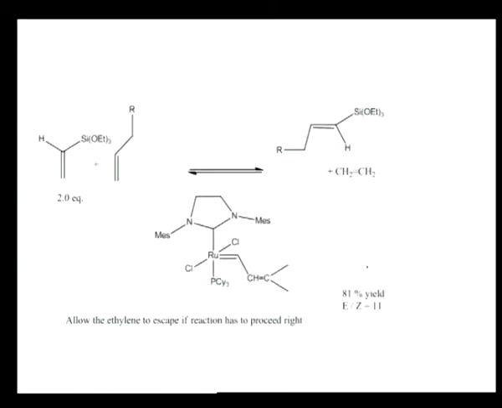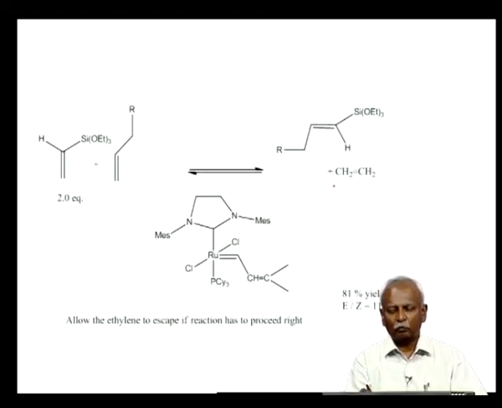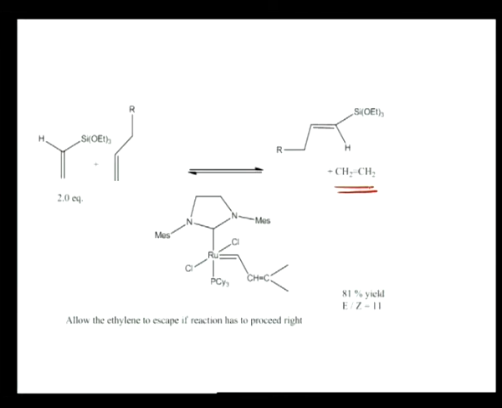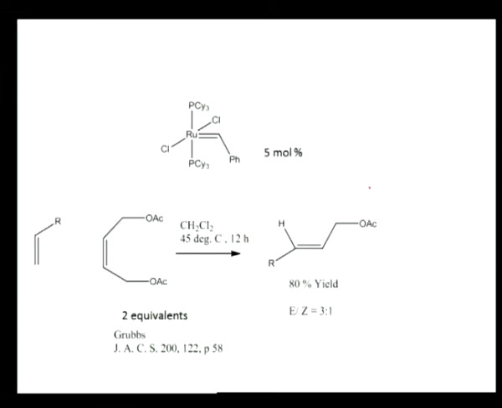Now, a similar reaction with a modified Grubbs second generation catalyst. Here again you get a silyl substituted alkene, and this can also proceed from one side to the other side purely by removal of ethylene from the reaction mixture, and you end up with an 81% yield of the desired product and an E by Z ratio of 11. So, in all these cases, the amount of ethylene that was removed from the reaction mixture was the key for pushing the reaction from left to right and generating the product that was useful.